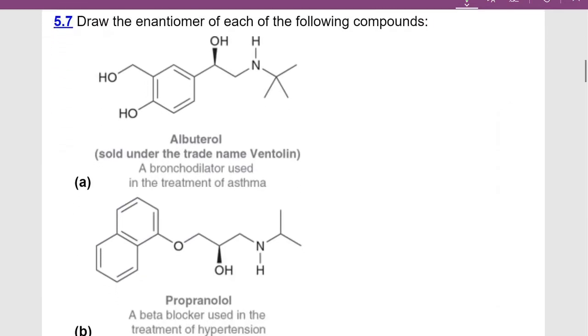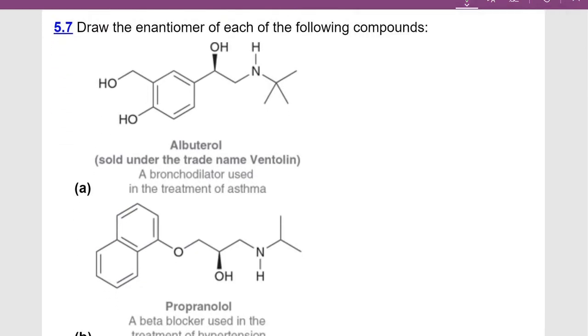Let's draw the enantiomer of each of the following compounds. Now these look pretty complex, but drawing the enantiomer is pretty simple, because what we have to do is just swap the wedges and dashes. And we've already been told where that enantiomer is, or I'm sorry, where the chiral center is, because it was put on a wedge. Okay, so all I need to do is take that OH that was on a wedge and put it on a dash. So that's the enantiomer.